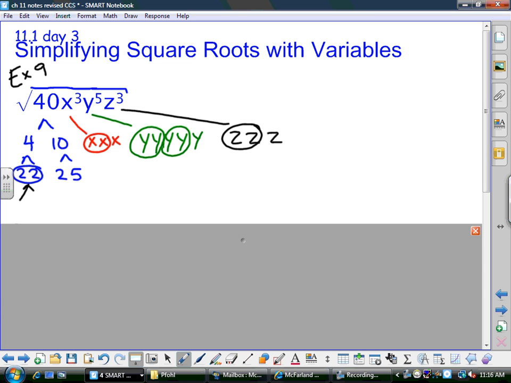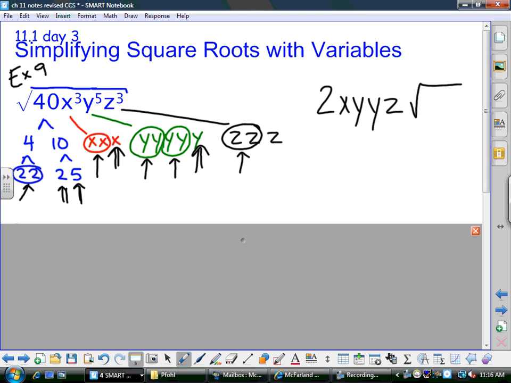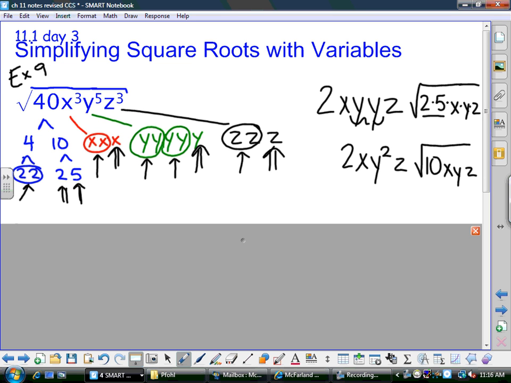So what's outside? Outside we have 2 times x times y times z. Inside the square root, I have 2 times 5 times x times y times z. So all simplified, y times y is y squared. 2 times 5 is 10, x, y, z.